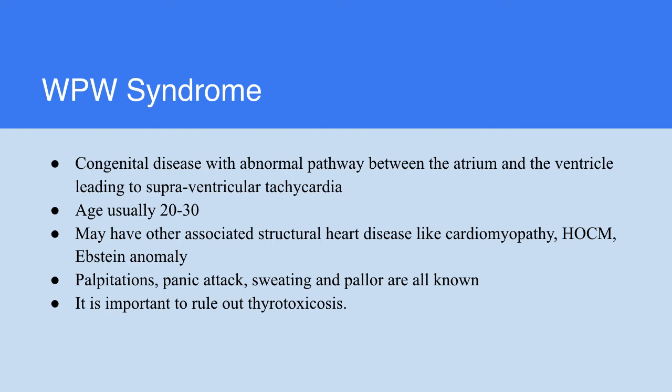This is the WPW syndrome, or Wolff-Parkinson-White Syndrome. It's another congenital disease with an abnormal pathway between the atria and the ventricles, leading to an abnormal circuit through which there would be re-entry and propagation of the cardiac impulse, leading to supraventricular tachycardia. Those are usually young patients. Their age is usually between 20 to 30 years old, and they may have other structural heart diseases such as cardiomyopathies, particularly hypertrophic obstructive cardiomyopathy, Ebstein's anomaly, and other types of cardiomyopathies.